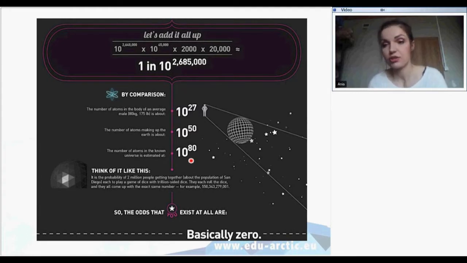Actually, because of the First World War, many countries appeared on the map or reappeared on the map, like Poland, for example.